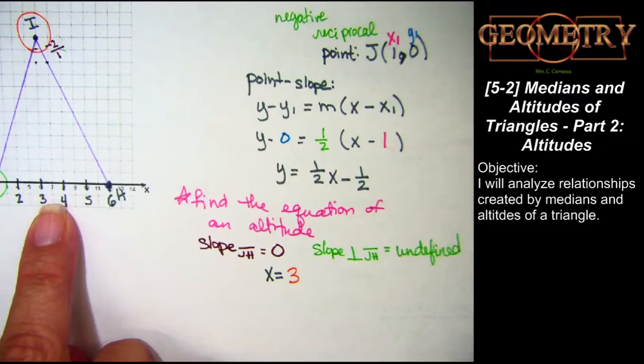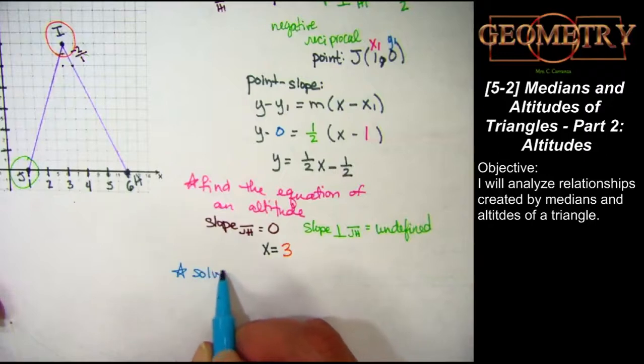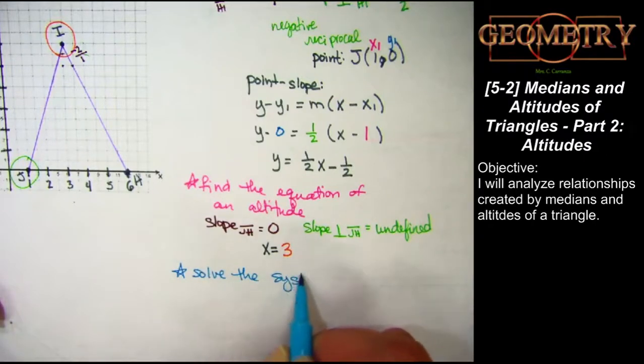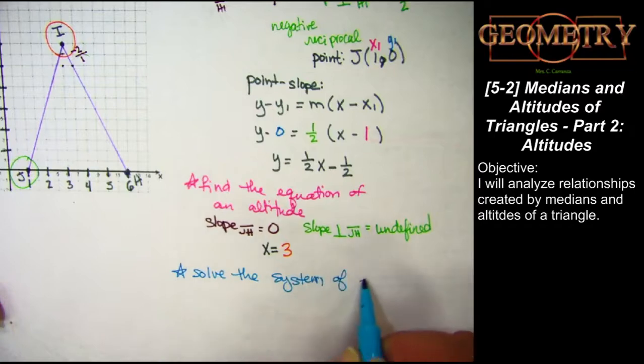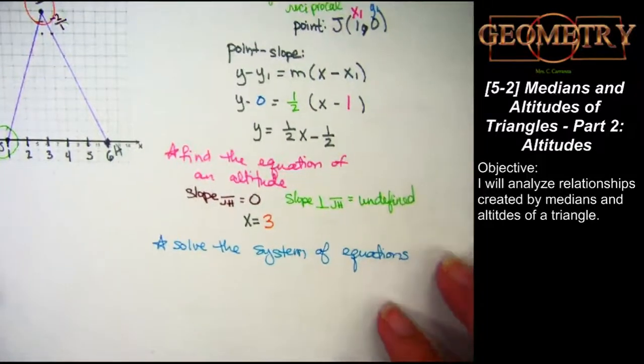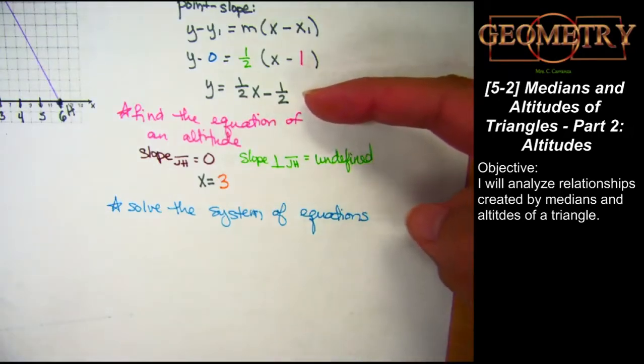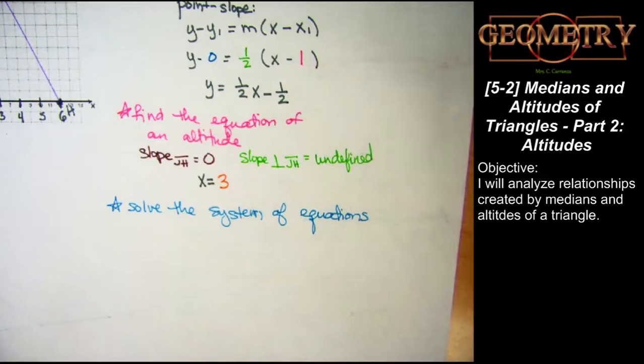The final step said solve the system of equations. So the next question I have for you is, what's a system of equations? What do you think a system of equations is? Random guess, even at the risk of being wrong. Y equals 1 half x minus 1 half, and another one, and then something equals something else. Yeah, you're not wrong.